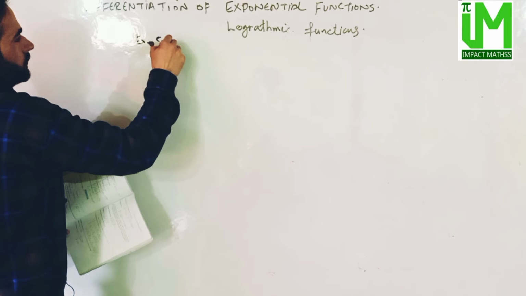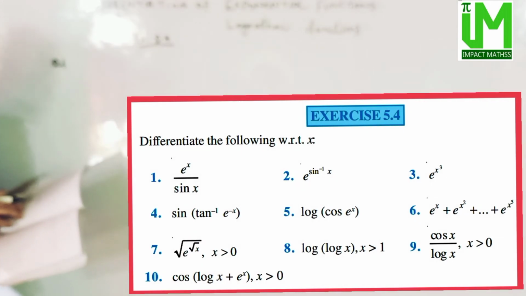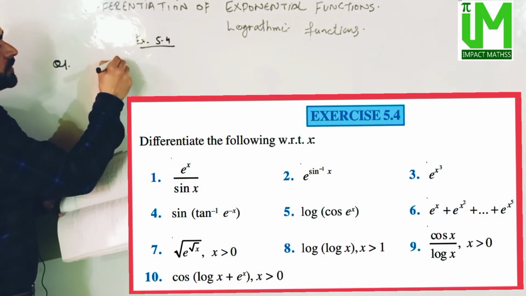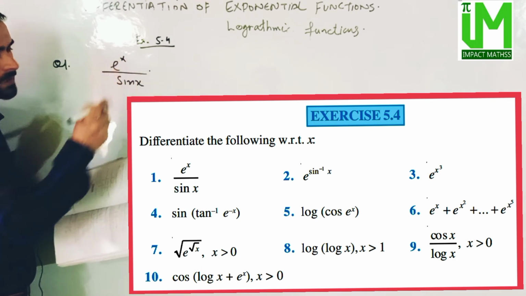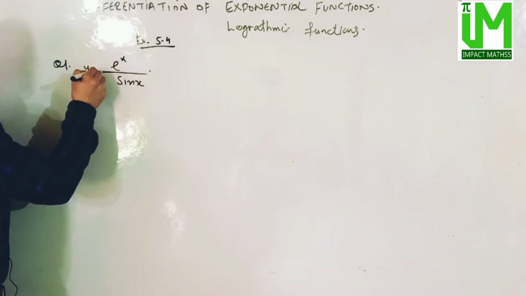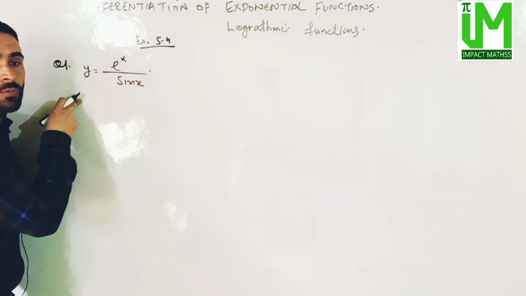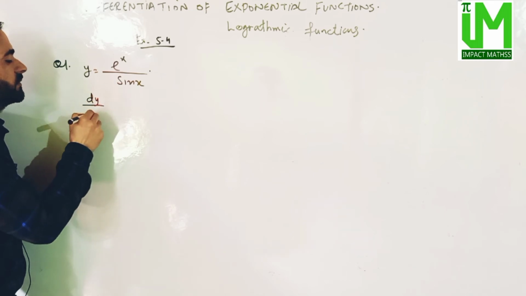Exercise 5.4, question number 1. Differentiate the following with respect to x: e raised to power x divided by sin of x. So we can write y is equal to e raised power x divided by sin of x. We have to differentiate both sides with respect to x. So it will be dy by dx.